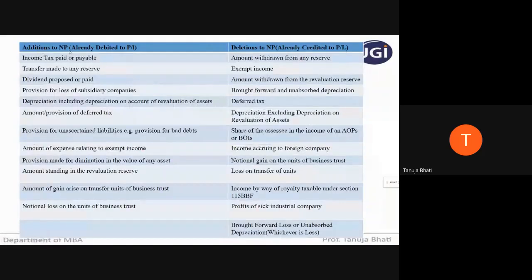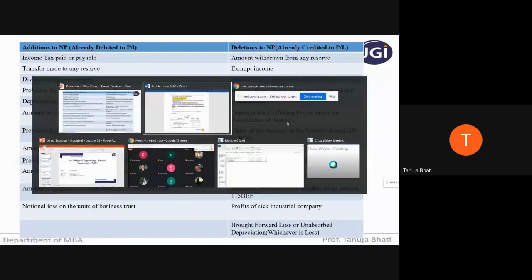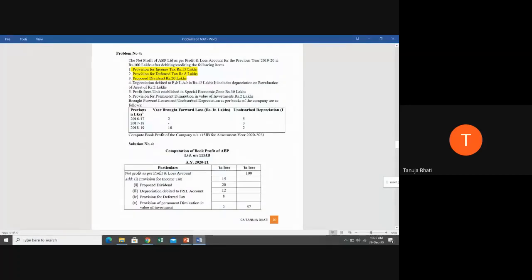See here, additions to net profit, point number 5: depreciation, including depreciation on account of revaluation of asset, should be added. But when you're deleting, only normal depreciation should be deducted, excluding depreciation on revaluation of asset. Therefore, when you're adding, you add the full 12 lakhs, but when you're minusing it from the net profit, only minus 10 lakhs. Is this clear, students? Yes, ma'am.